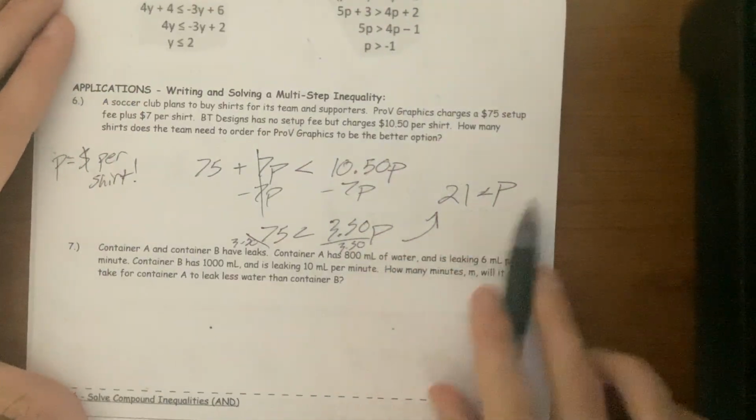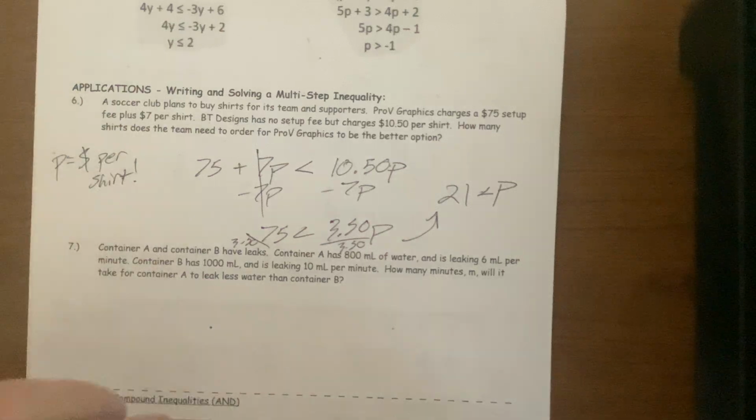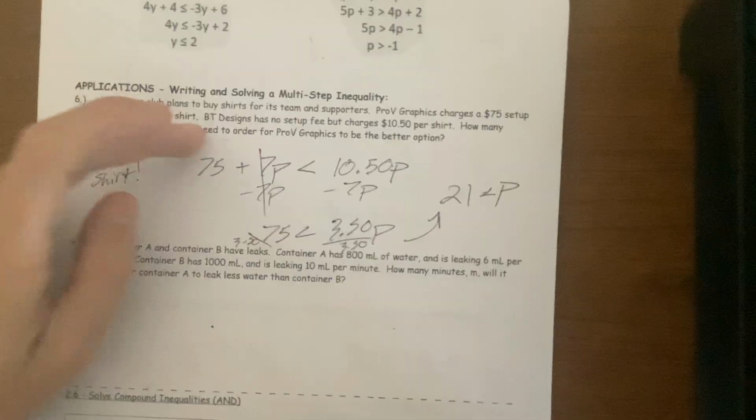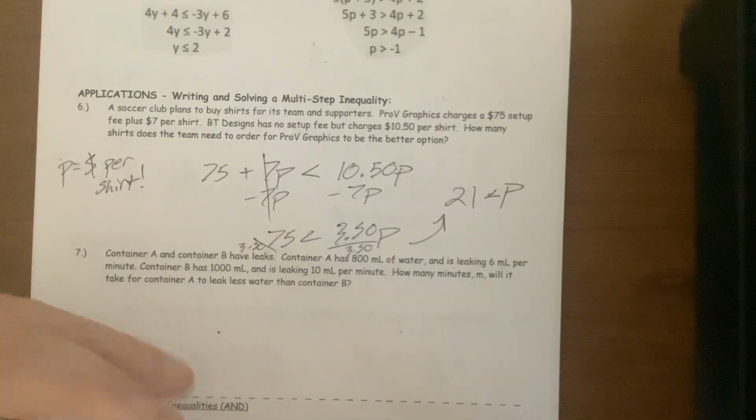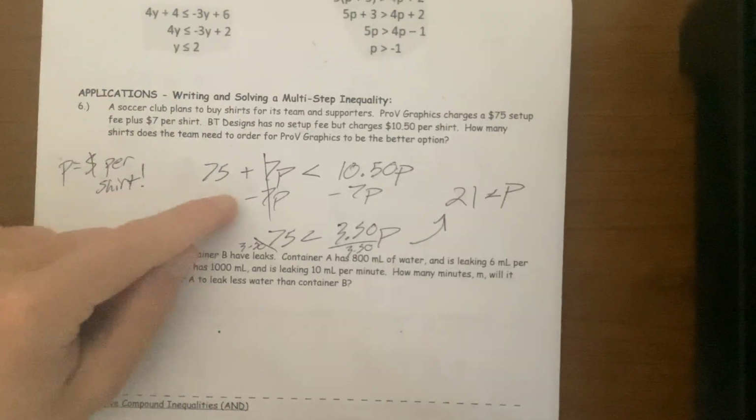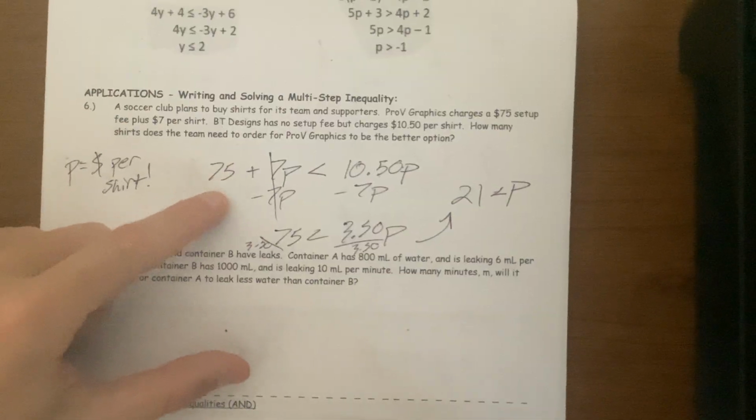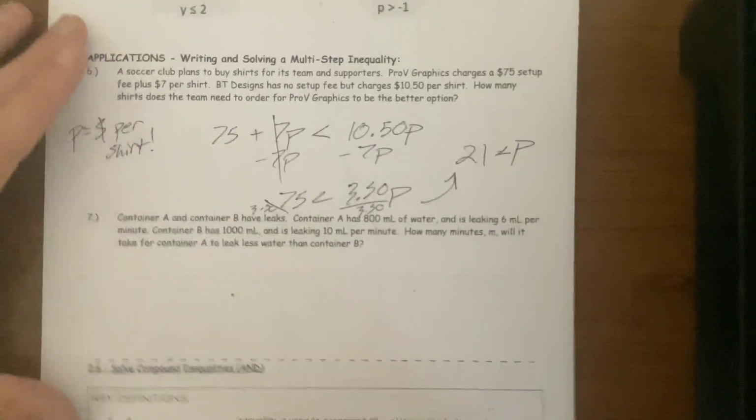So if you order more than 21 shirts, you're going to be looking to go to BT Designs instead. But if you keep it under 21, you're good. You're at the right place to buy shirts because that's the cheaper option.